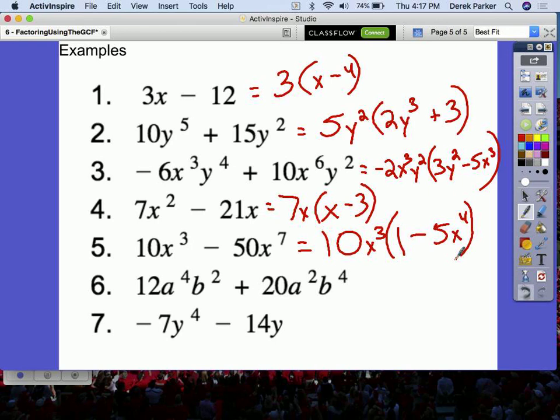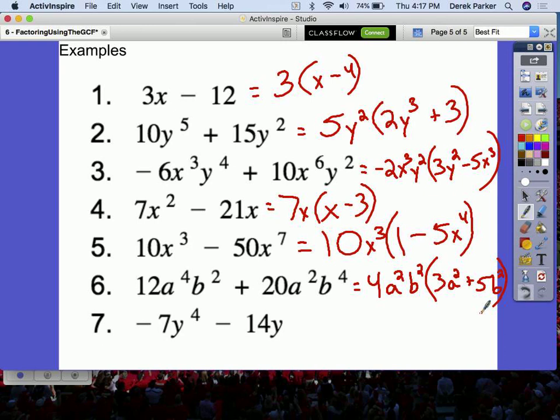The greatest common factor of 12 and 20 is 4. The greatest common factor of a to the fourth power and a squared is a squared. B squared and b4 is b squared. 12 divided by 4 is 3. A fourth divided by a squared is a squared. And the b's cancel out. Plus 20 divided by 4 is 5. A squared divided by a squared cancels out. And I get b to the second power.